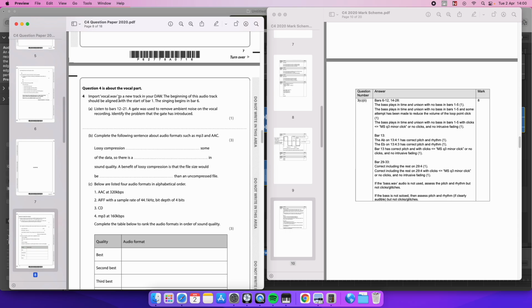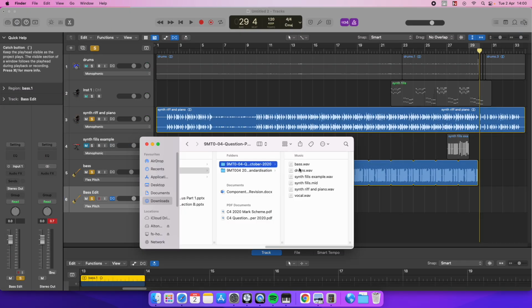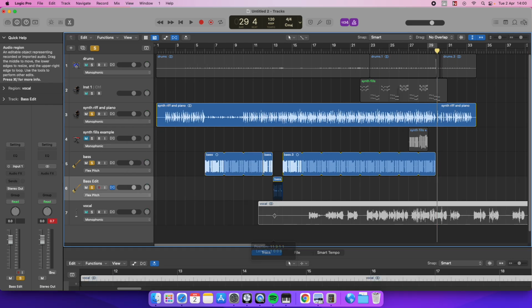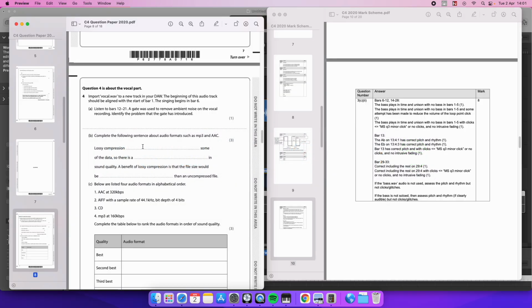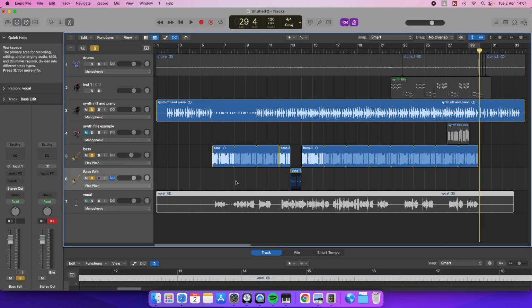Vocal part. Import vocal to a new track in your DAW. Where are you? There we go. New track. What do you want us to do with this guy? The beginning of this audio track should be aligned with the start of bar 1. Singing starts in bar 6. Does start in bar 6.